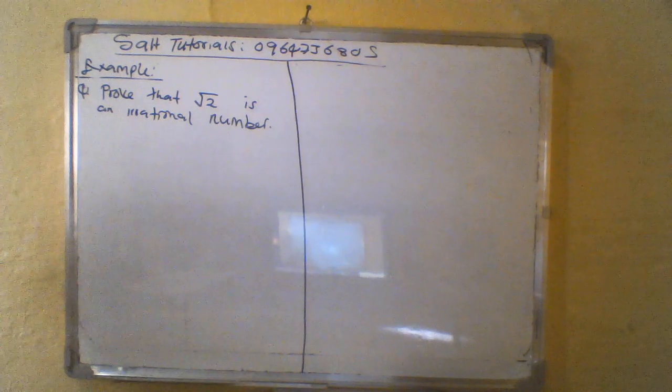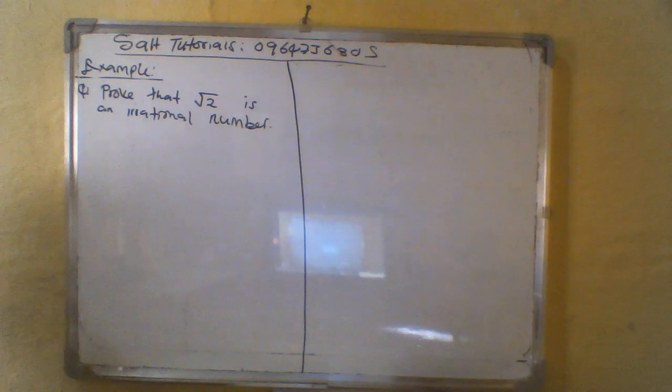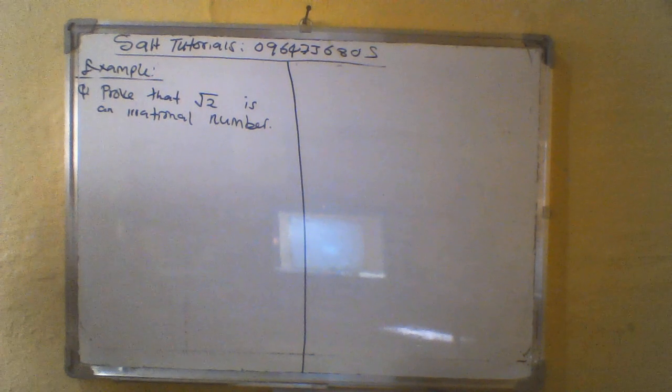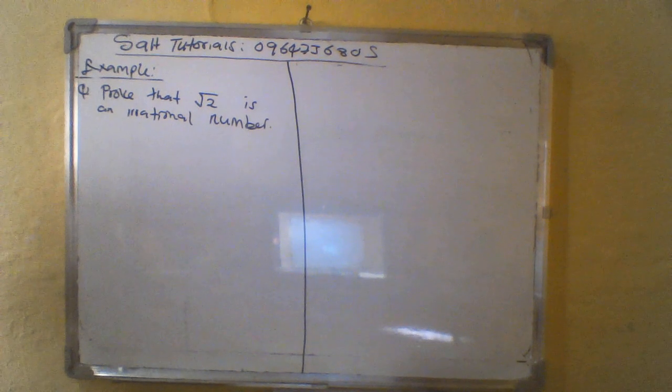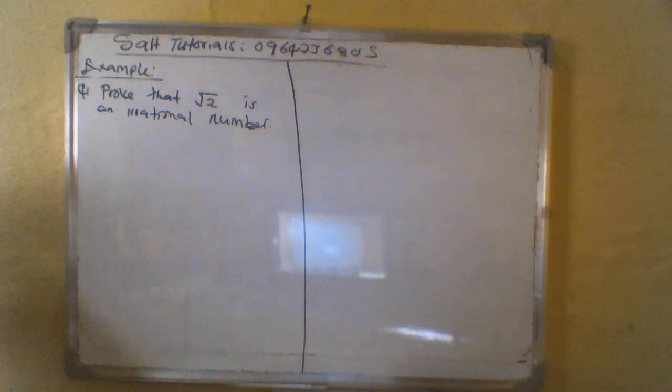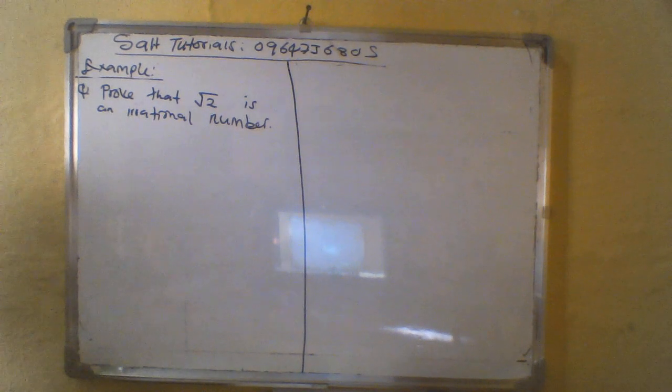And I'm sure by default we know that root 2 is irrational. So this time around we want to use the mathematical concept to prove that the root 2 we are talking about is basically irrational. Well, okay, so let's start. How do we prove that a certain number is irrational?